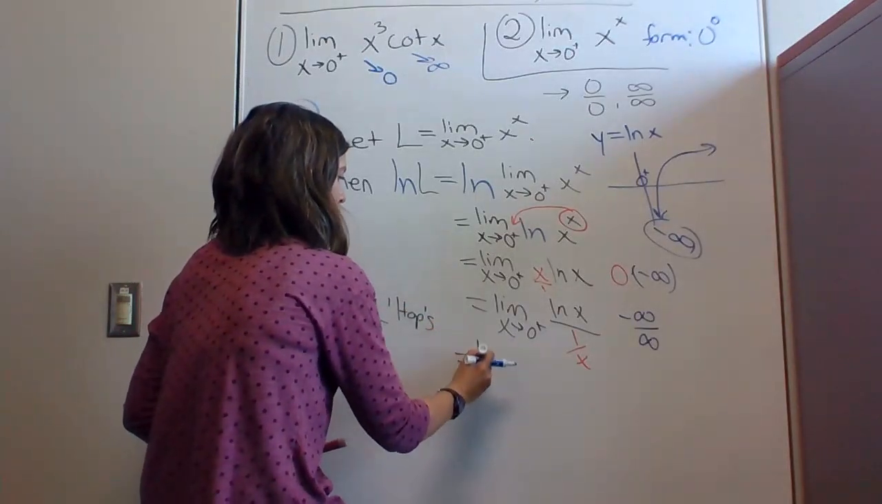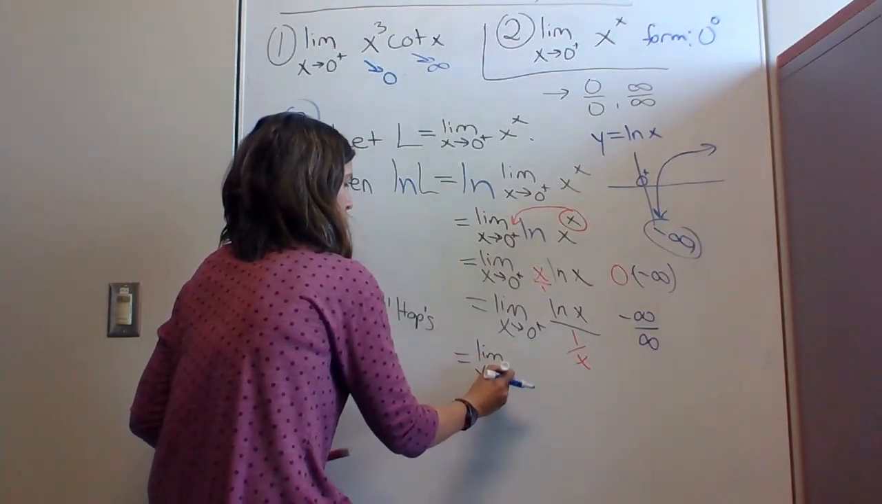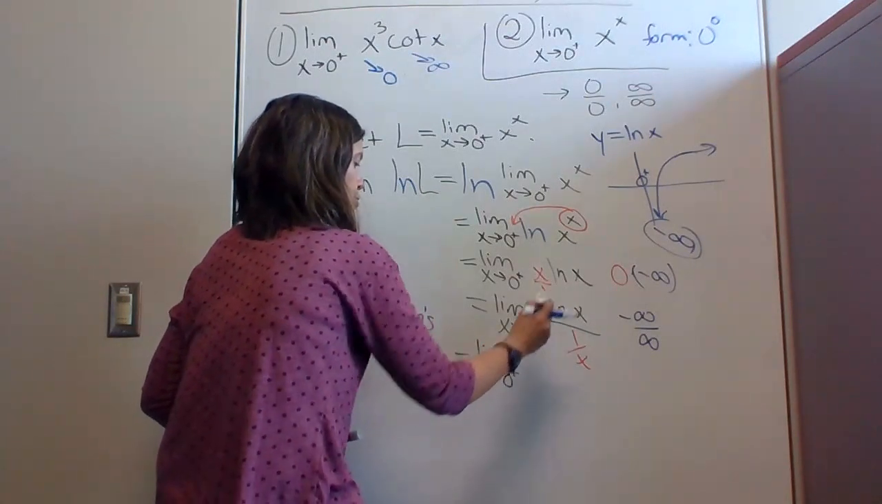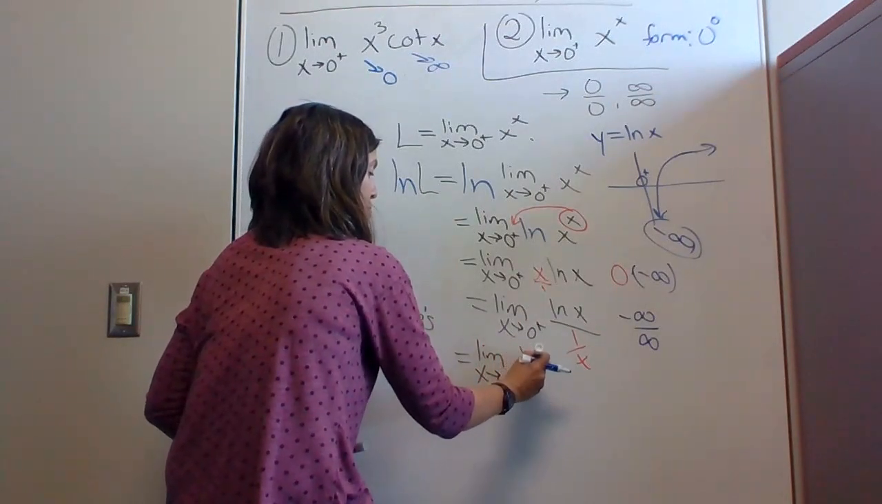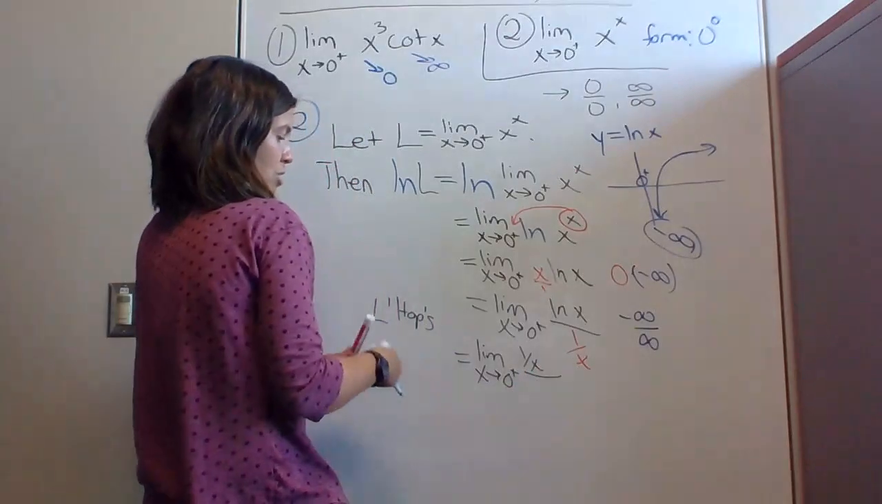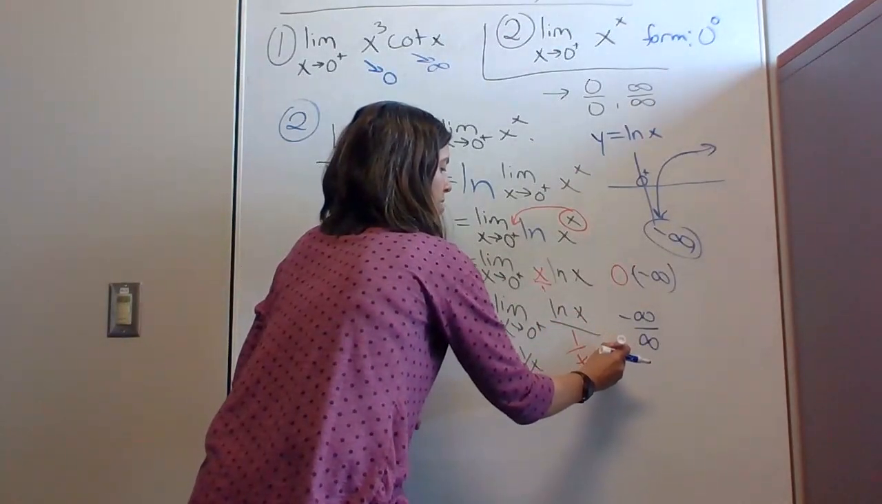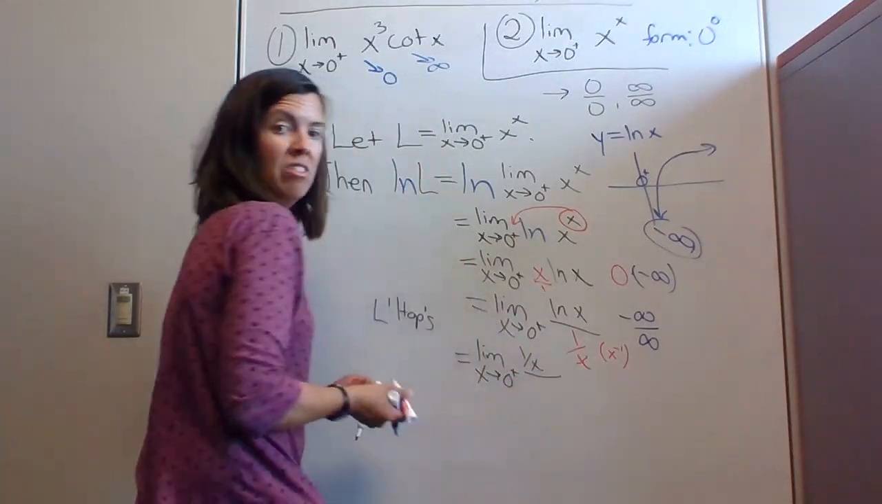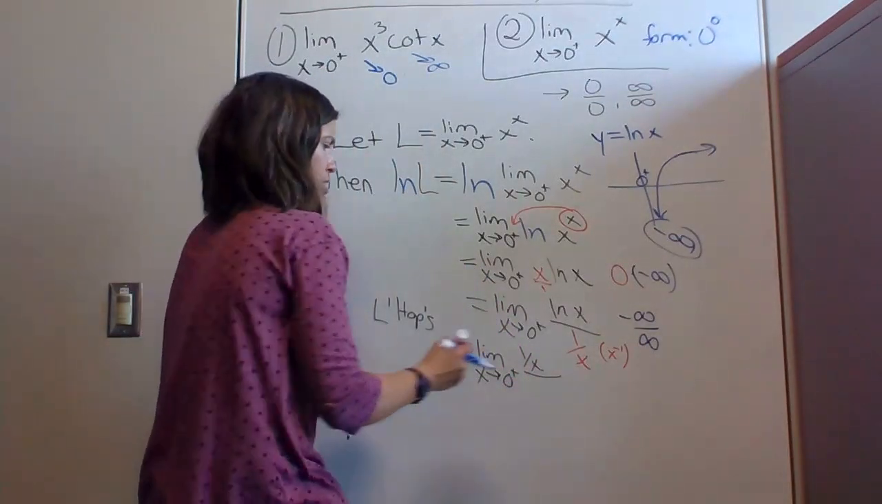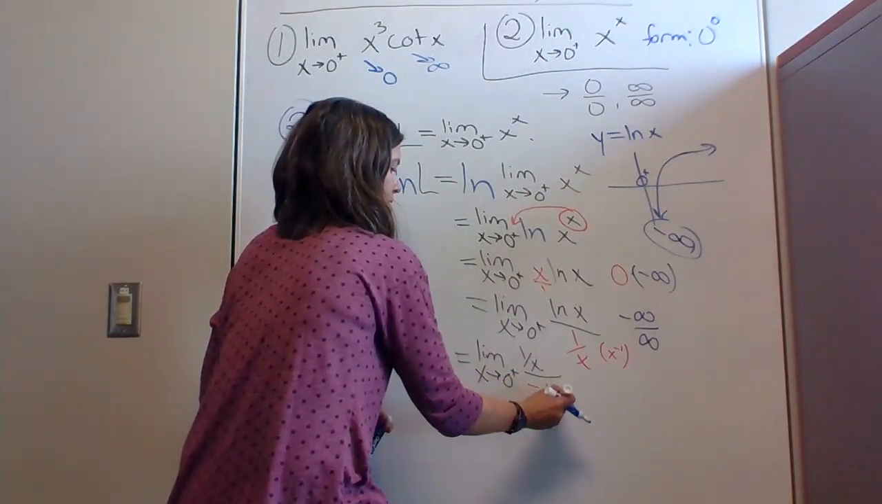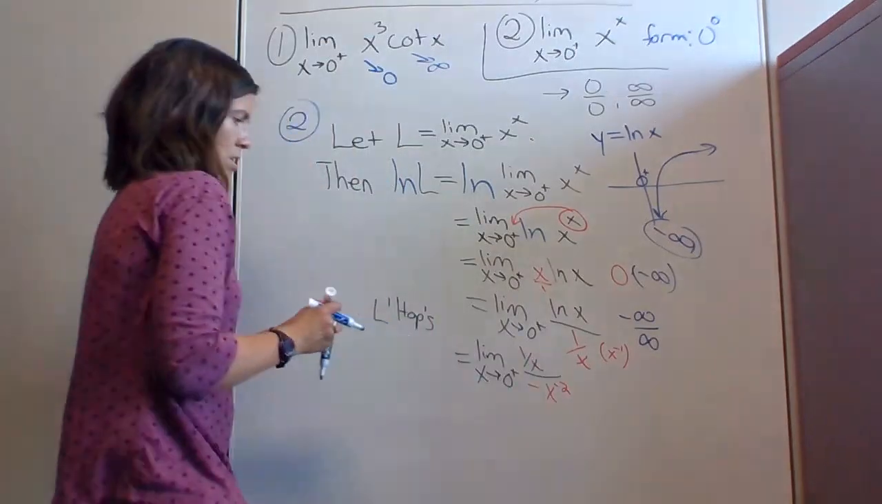Finally, now we can use L'Hopital's rule. So this is equal to the limit as x approaches 0 of derivative of the top is 1 over x. Derivative of the bottom. So this 1 over x could be written as x to the negative 1. So the derivative of that is negative x to the negative 2.